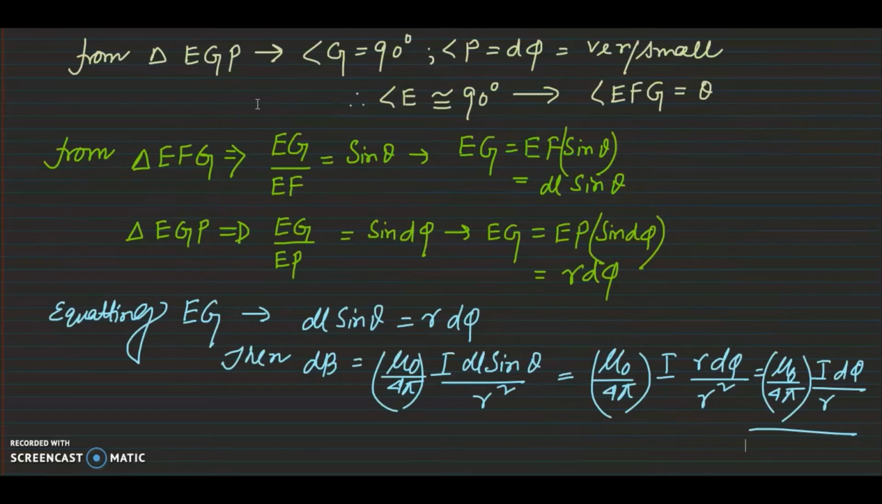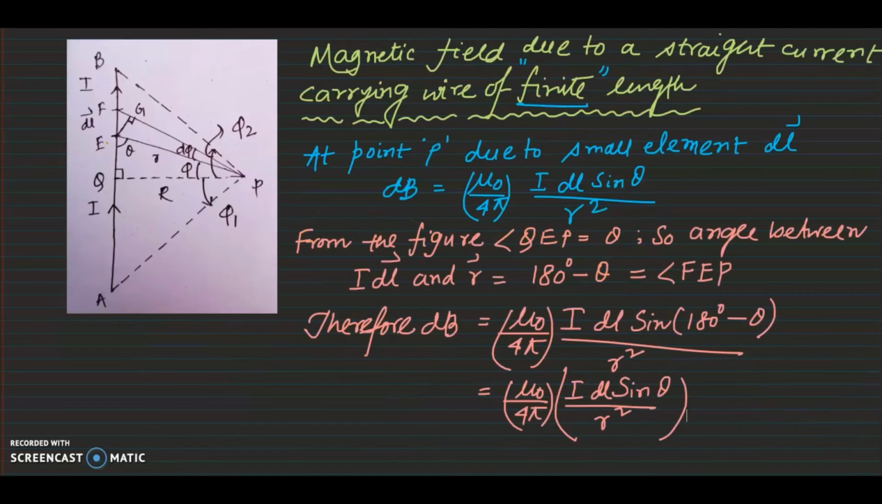Now from triangle EGP, angle G is equal to 90 degrees. You can see from this figure that angle EGP is equal to 90 degrees, and this other angle is d phi, which we can take as small as we like. So d phi is very small and can be neglected. So this angle will also be 90 degrees, because this is 90 and this is negligible.